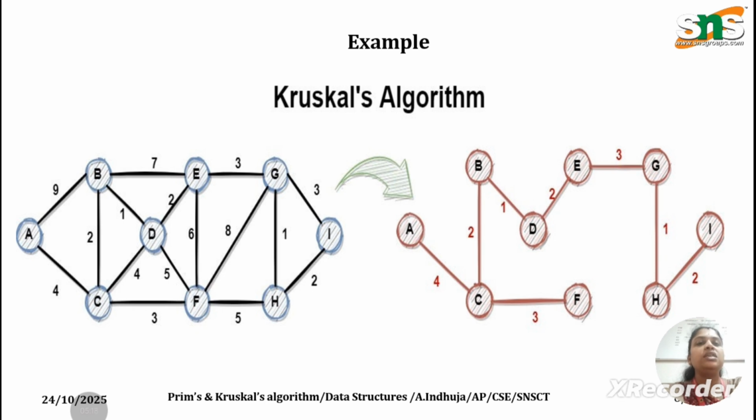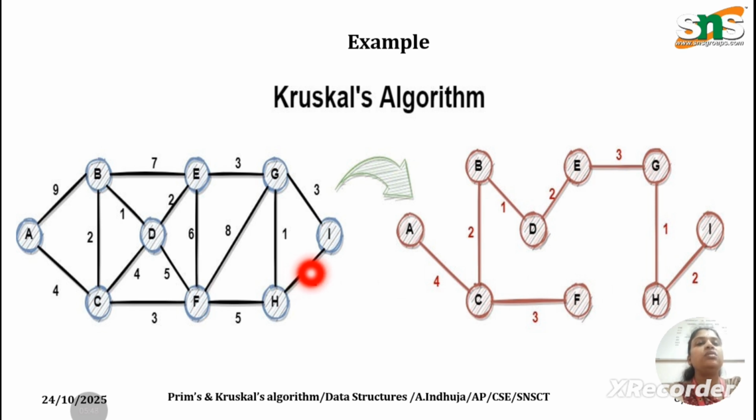So consider this graph. This graph has 9 nodes from A to I. So first we have to sort the edges. First we'll be adding the edges with weight 1 into the output graph. So this is the given graph, this is the output graph. The edges with weight 1 are first added into the output graph, that is B to D 1. So here it is added. Next G to H is 1, so that is added. There are no other edges with weight 1.